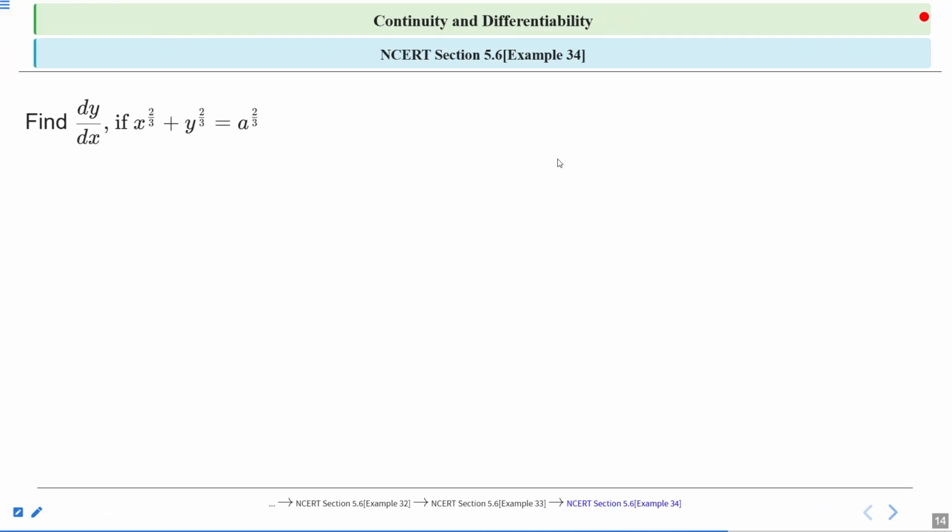In NCERT section 5.6 example 34, find dy by dx if x to the power 2 by 3 plus y to the power 2 by 3 is equal to a to the power 2 by 3. How can we find it? Again, the hint for this question is that we will try a substitution method. We can put x in terms of some theta and y in terms of some theta, and after that we can easily find dy by d theta and dx by d theta. You have 50 seconds to solve or think about this question. After that, we'll move to the solution part.